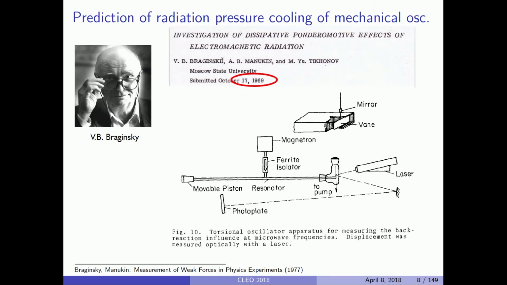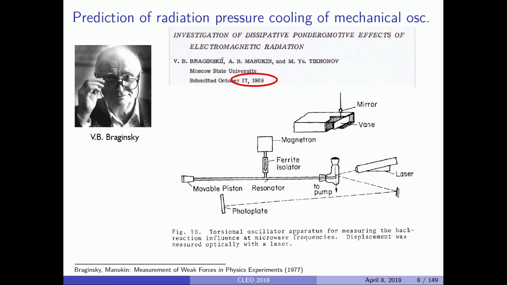If you look in the literature, you find a paper that was published in 1969. So it's already before Art Ashkin, before the laser cooling from Hänsch and Wineland. And this was the investigation of dissipative ponderomotive effects of electromagnetic radiation. So what was meant here? What Braginsky was considering is the effect of radiation pressure, which he called the ponderomotive effect. He was considering the effect on a mechanical element rather than an atom or ion, and he realized that this can be used to actually cool it. He called this a dissipative effect, an effect where you are actually removing energy from a system.